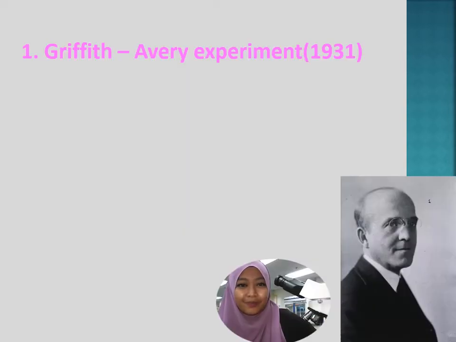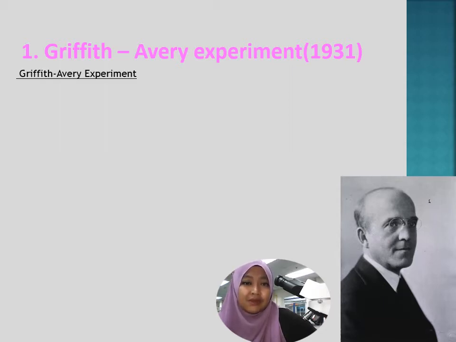Now we're going to look at the Griffith and Avery experiment. This experiment was done in 1931. At that moment, the knowledge about DNA was very limited. They didn't know about DNA, and there was no knowledge about the hereditary material in 1931.